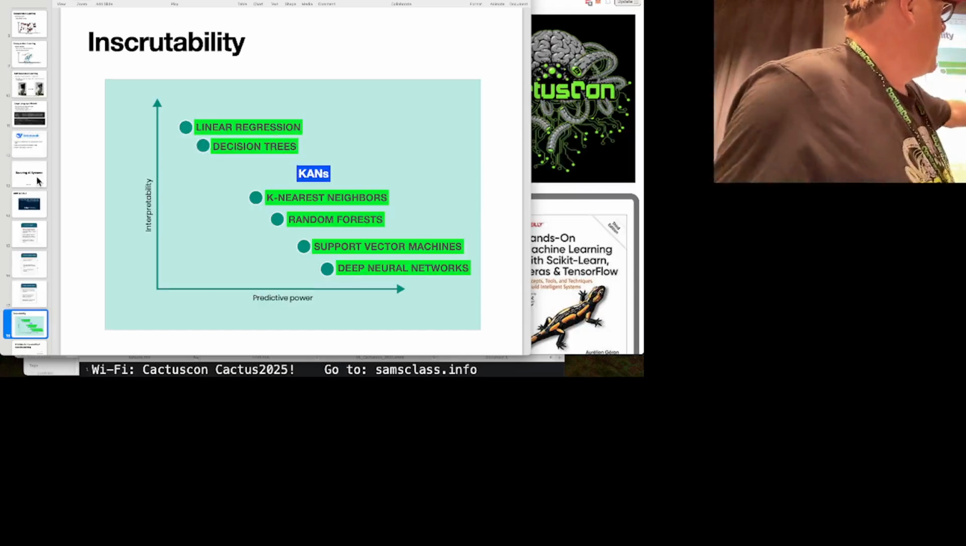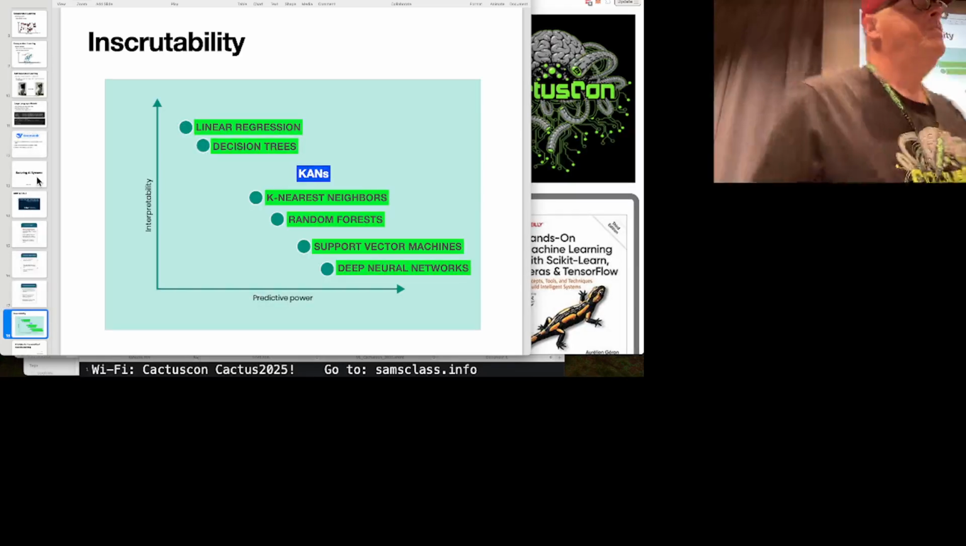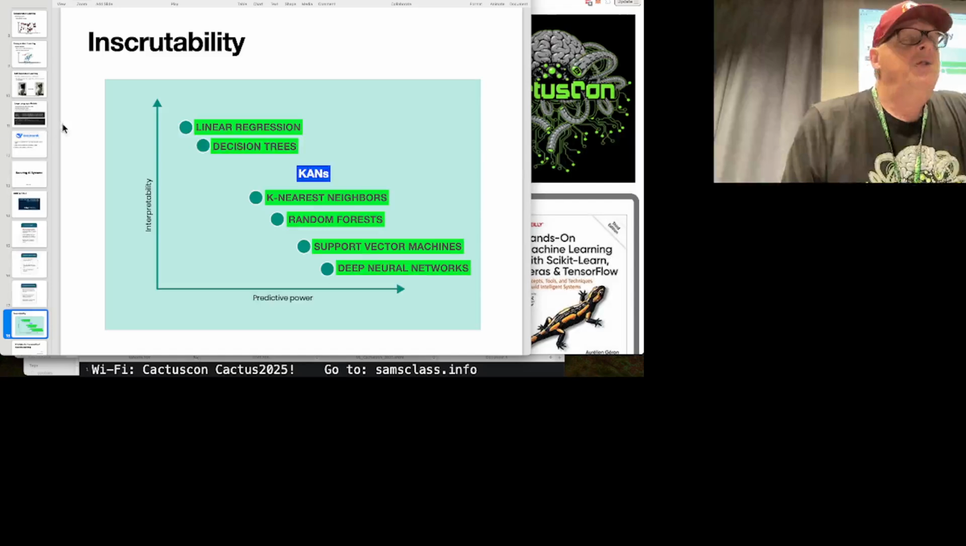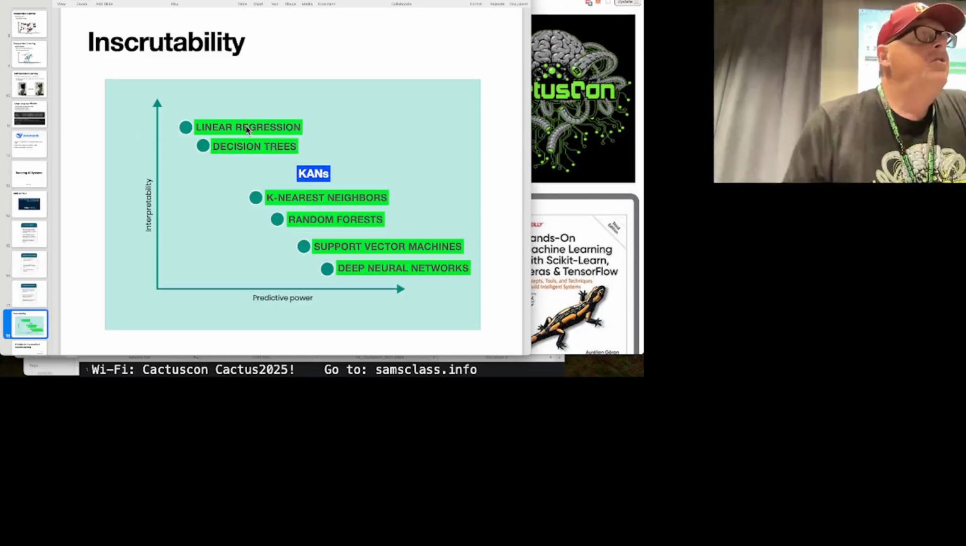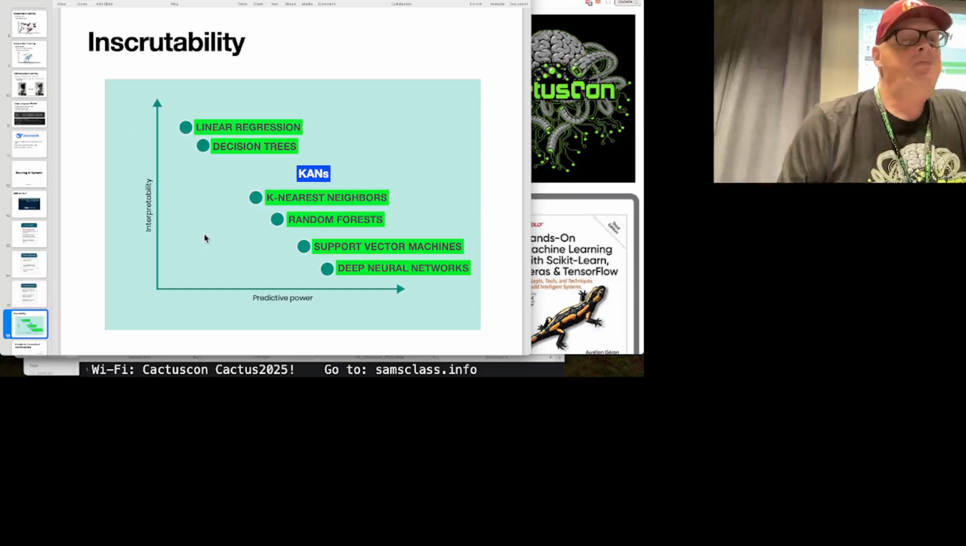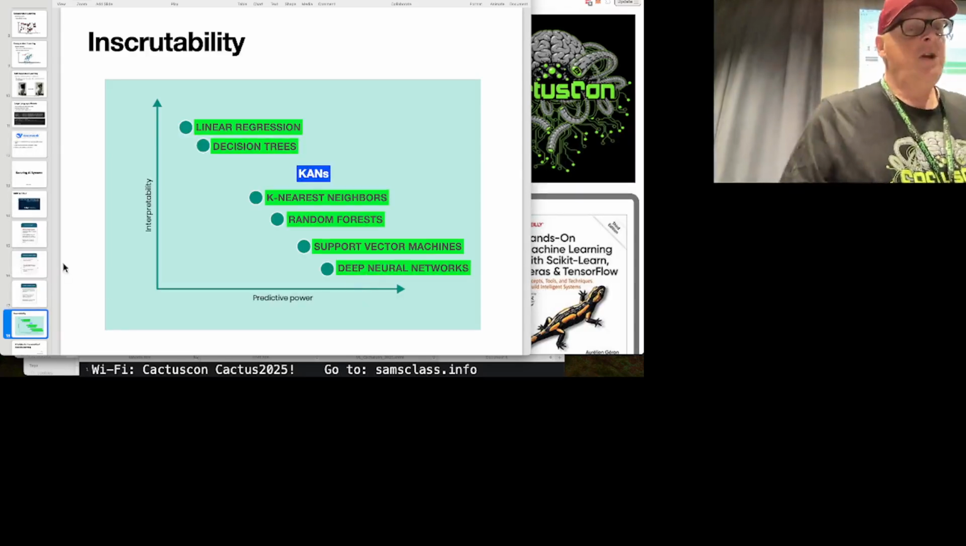You have predictive power on the bottom, and interpretability on the side. So simple AIs, like linear regression, just put a straight line through some points, that's very easy to understand, but it can't predict very much. It can't do much with complicated data. The large language models we're using are deep neural networks. They are the most powerful by far, but they're out of control. We don't understand how they work.